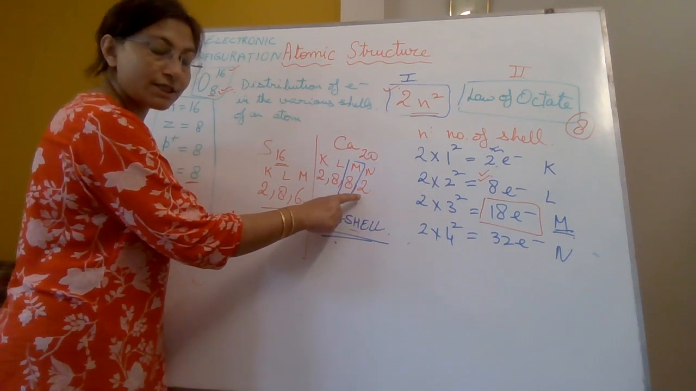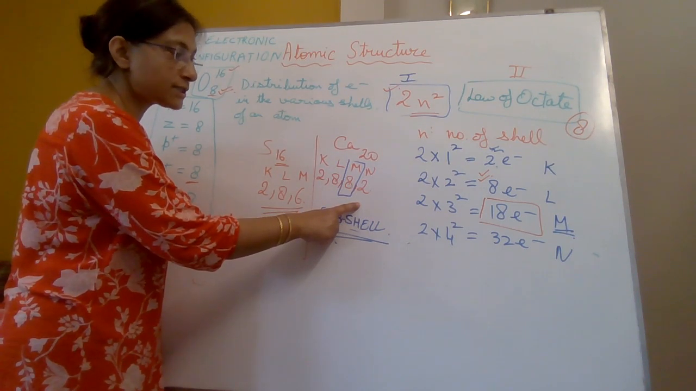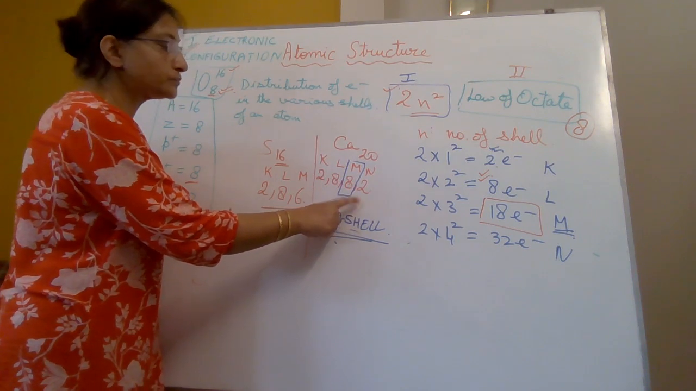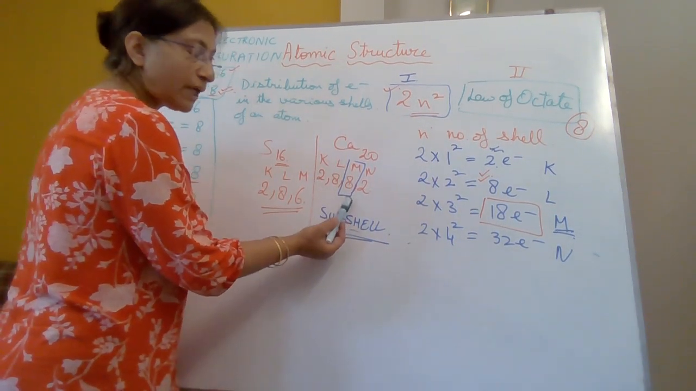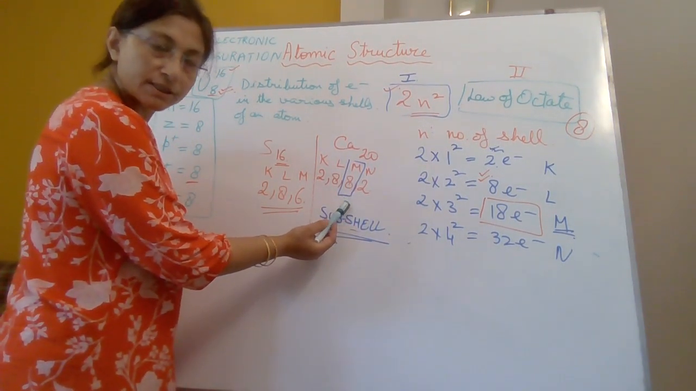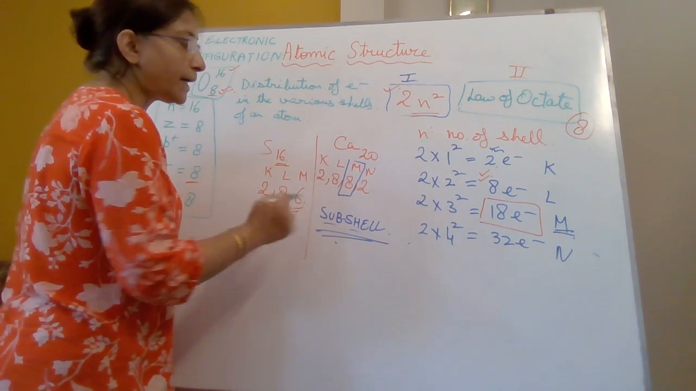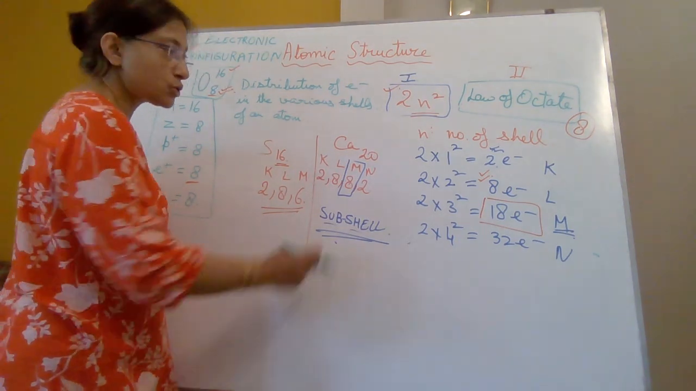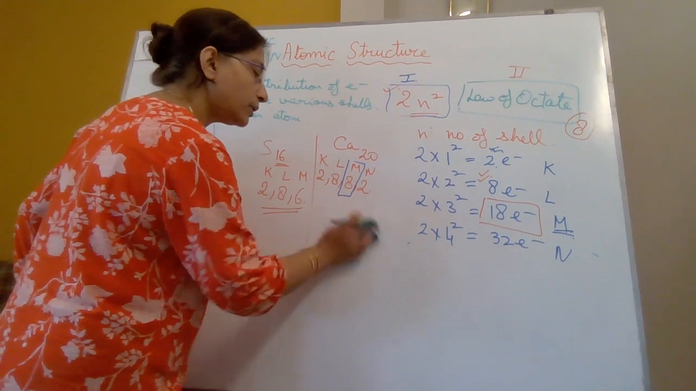This valence number of electrons is showing that the calcium is an unstable atom. Why? Because it has still not acquired the configuration of its nearest noble gas. That is why it is an unstable atom. Can we make this calcium atom stable? How can it be done? By simply completing its octet.